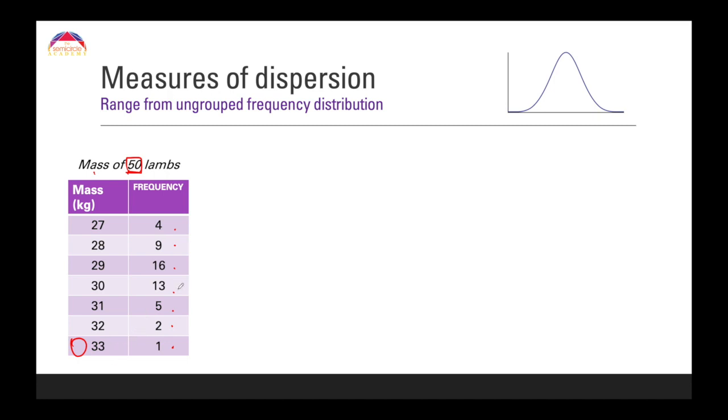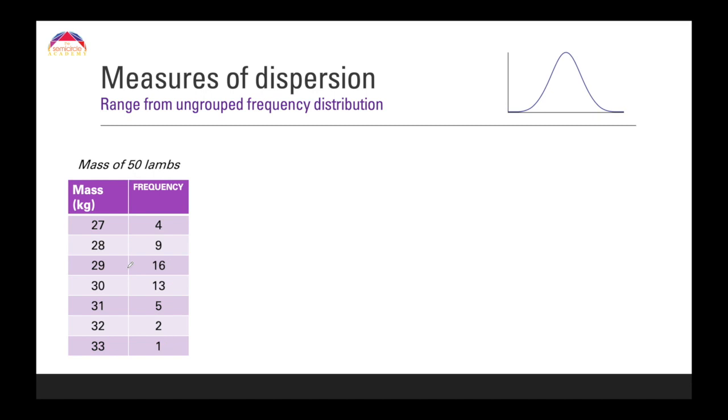But it seems to me a pretty normal thing, because the largest amount of my lambs are weighing somewhere in the middle. So it looks like a normal kind of situation, a normal curve, right? Now, of course, these are the frequencies, so if I add up all of these frequencies, I will get 50 lambs.